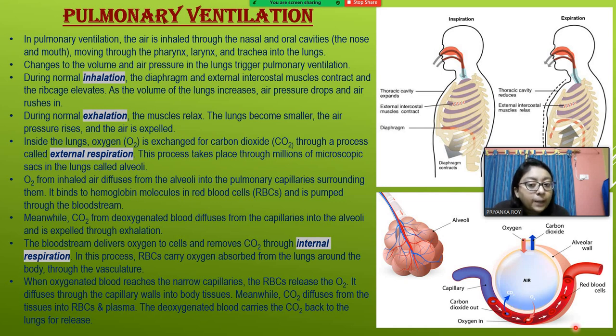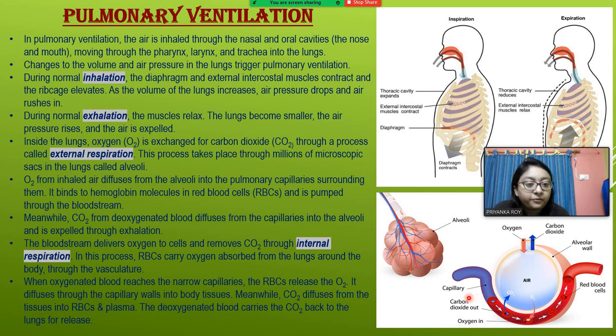Now, what happens to the O2? This O2 is then carried away to the different cells, and in this process, the RBCs carry oxygen absorbed from the lungs around the body through the blood vessel system. And this process, when the cells start releasing CO2 and taking up oxygen, is known as internal respiration, because it is happening in the cells.